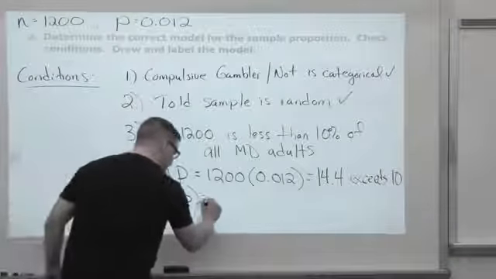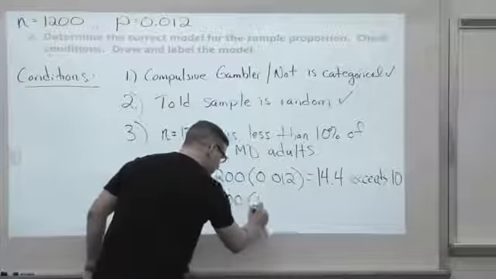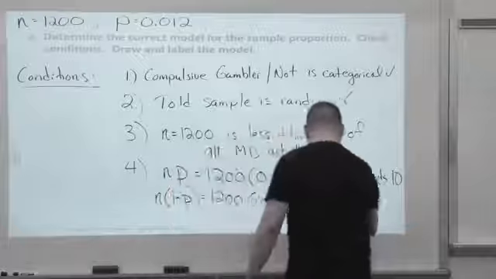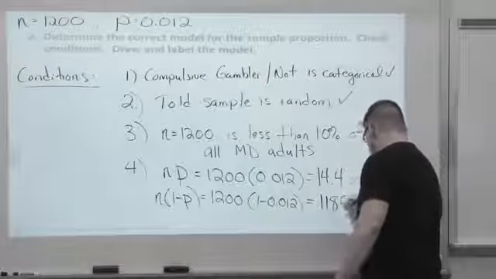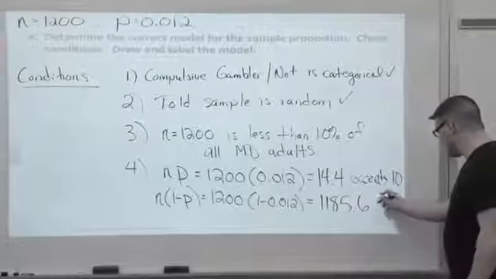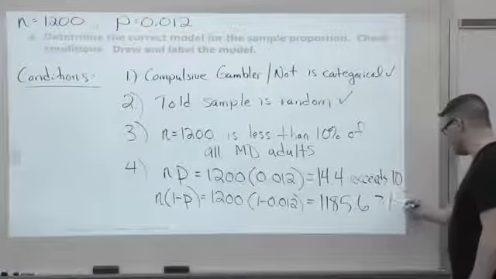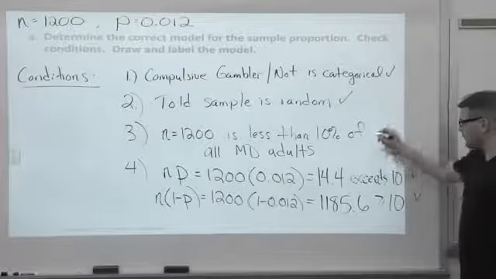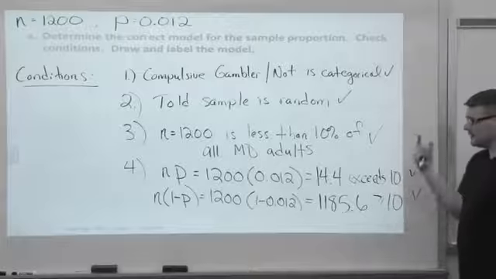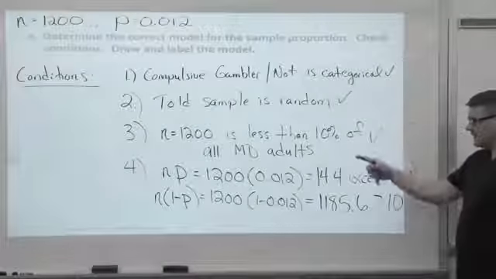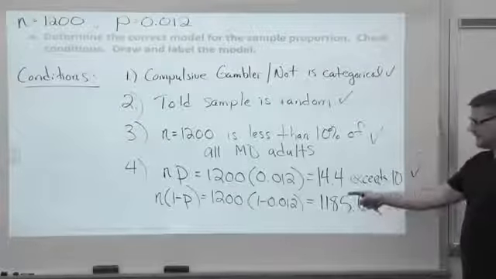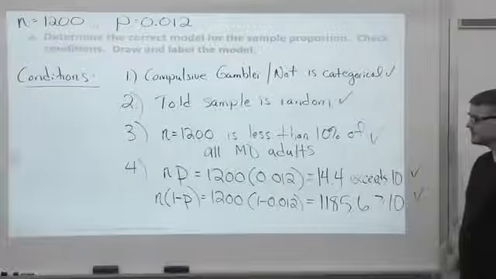N times 1 minus p would be 1,200 times 1 minus 0.012. That's about 1,185.6, I think. Yep. And that's definitely greater than or equal to 10. And so all 4 conditions are met, no problem. Variables categorical, sample we're told is random, sample size is less than 10% of the population, and we've got at least 10 successes and 10 failures.